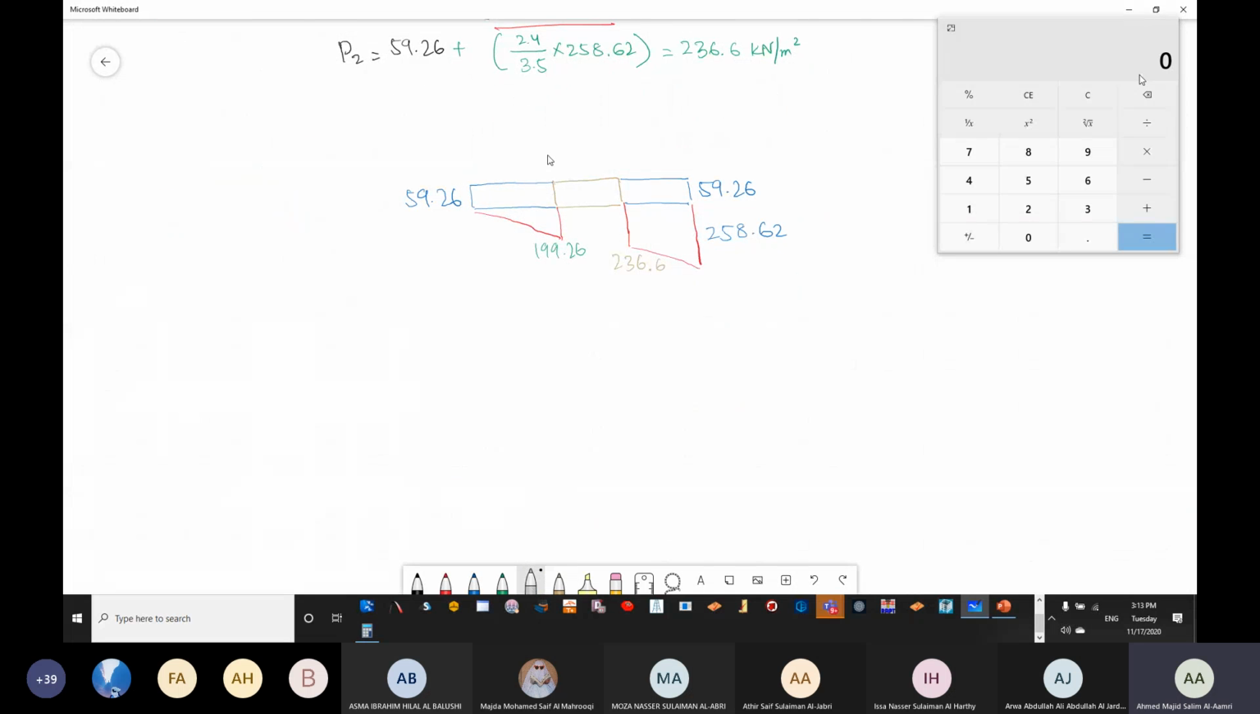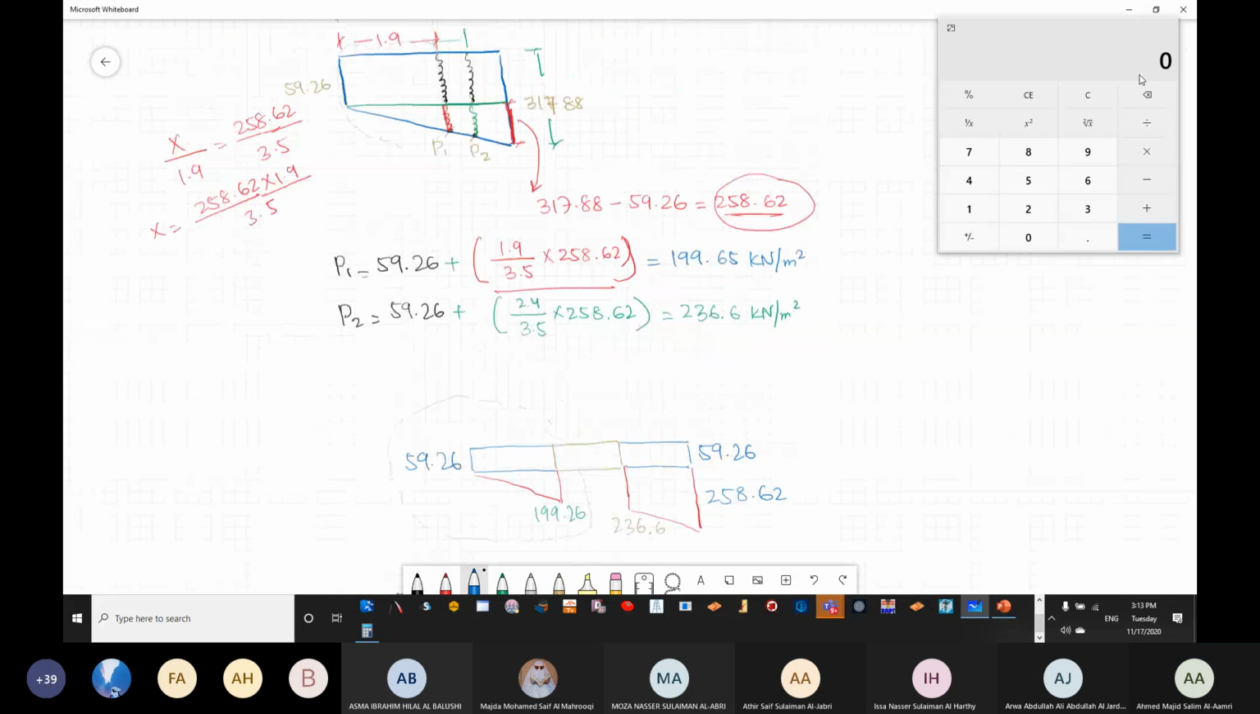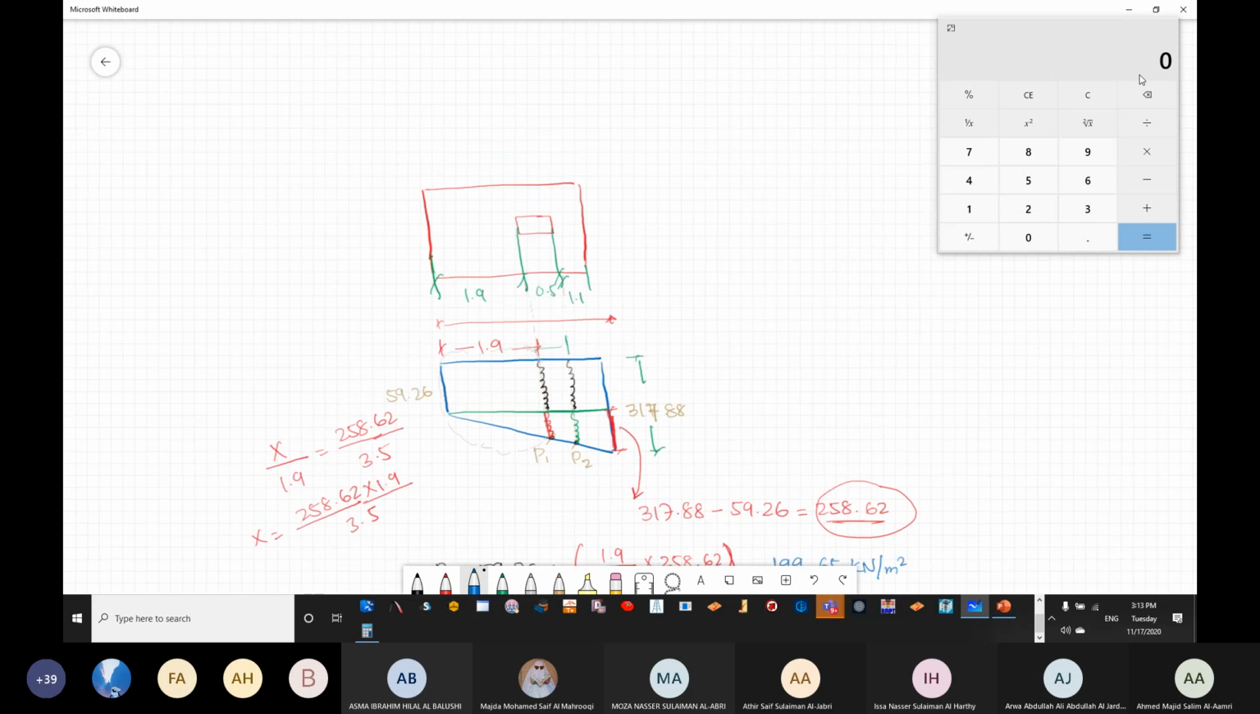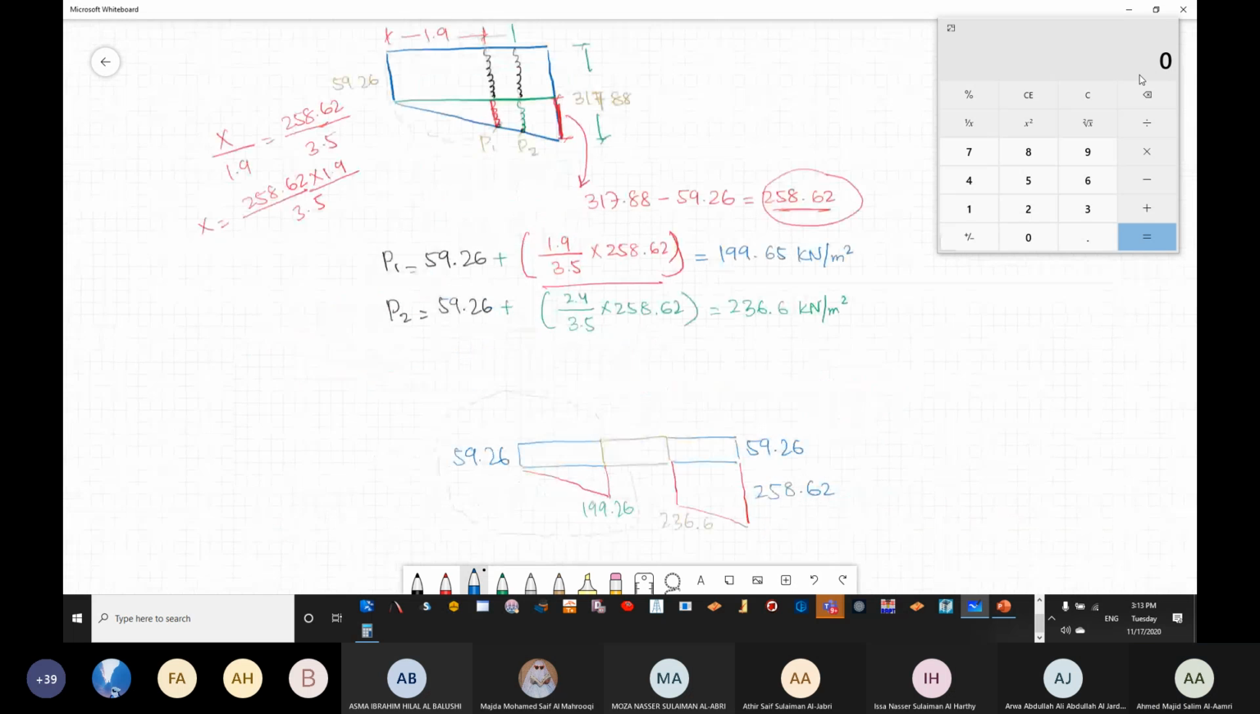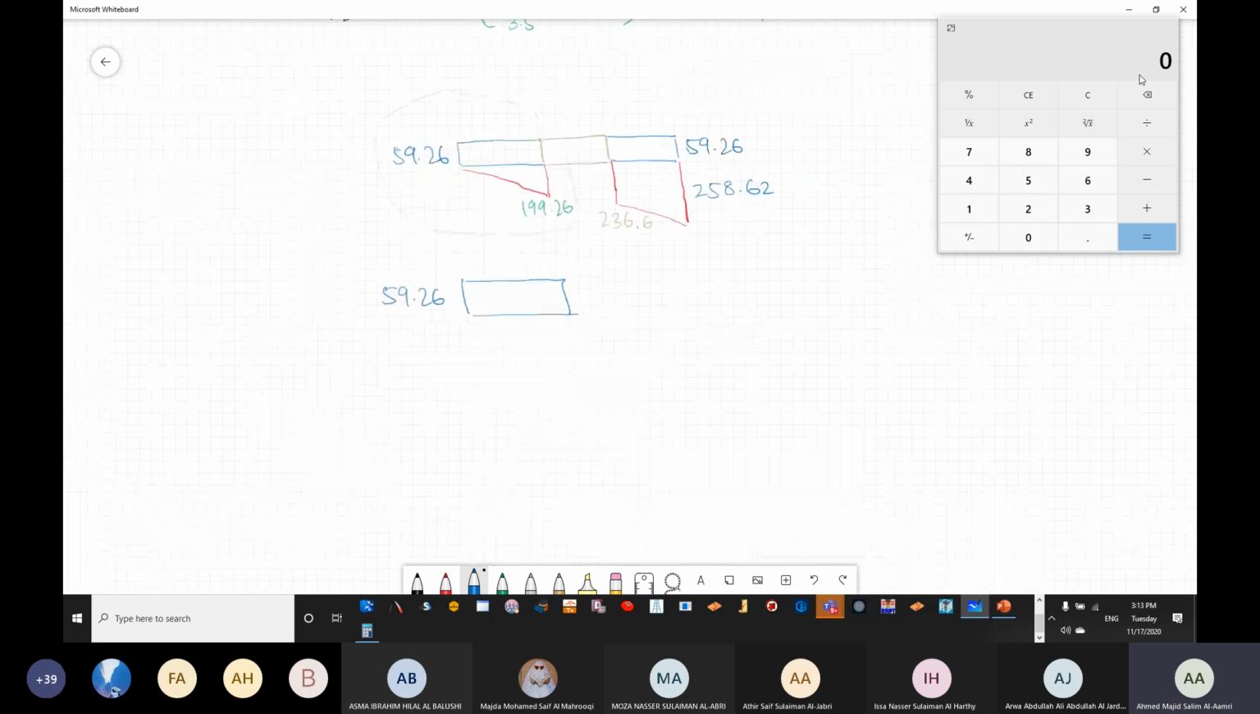So I'm going to take this first part first, and try to analyze it. So we have 59.26. The distance is 1.9.